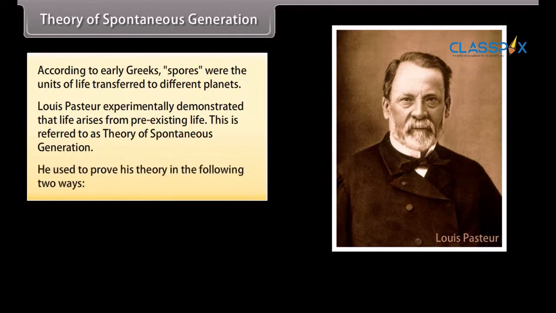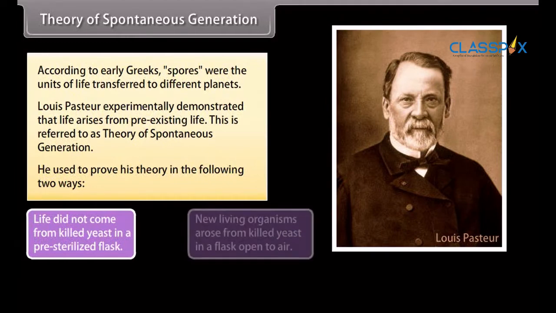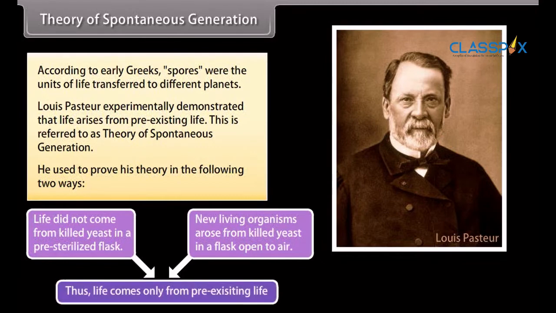He used to prove his theory in the following two ways. Life did not come from killed yeast in a pre-sterilized flask. New living organisms arose from killed yeast in a flask open to air. Thus, life comes only from pre-existing life.